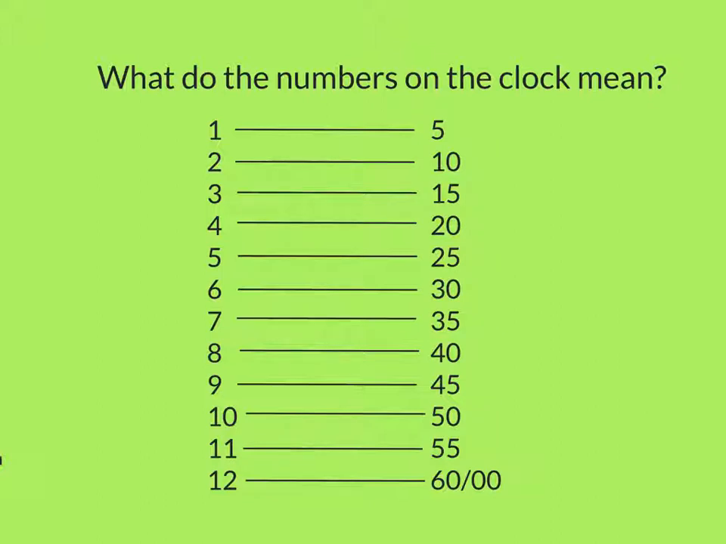The hours go up by 1 on this side. But if the minute hand hits these numbers, they go up by 5. So 1 means 5, 2 means 10, 3 is 15, then so on and so forth: 20, 25, 30, 35, 40, 45, 50, 55. When we hit 12 for the minute hand, it means 60 minutes has passed. But on a clock, we don't show it as 60. We show 2 zeros. And then we start the process all over again.